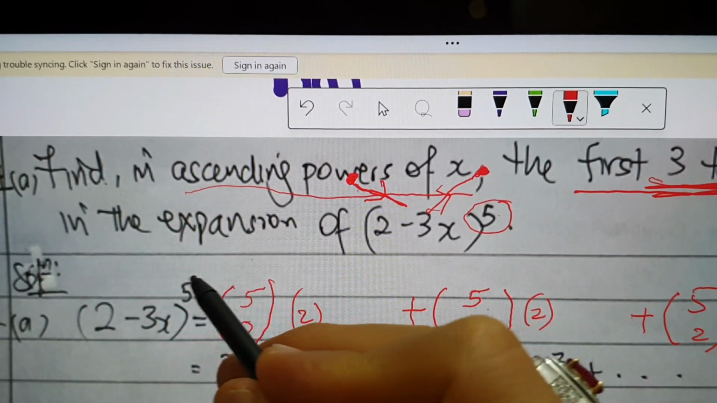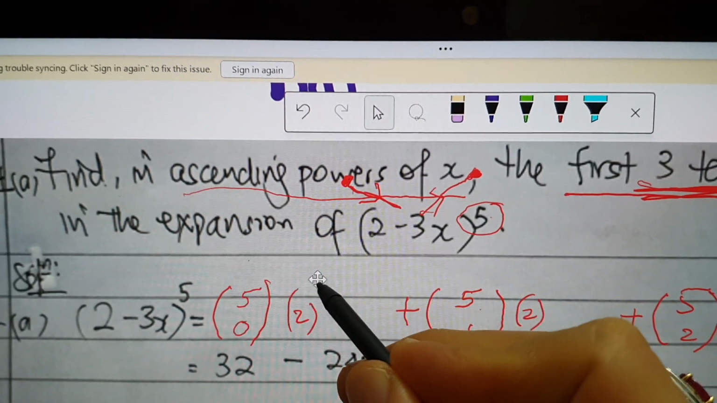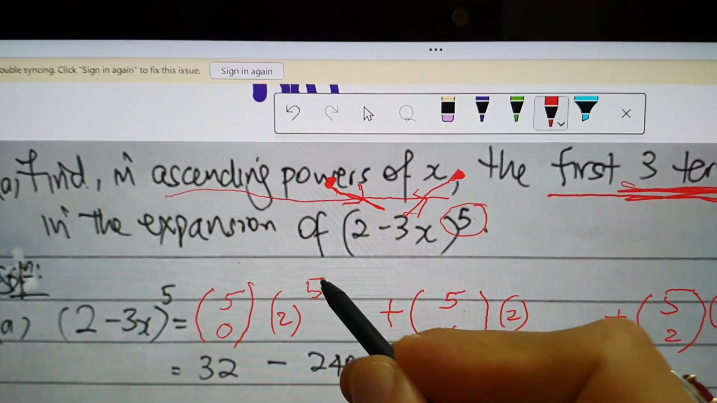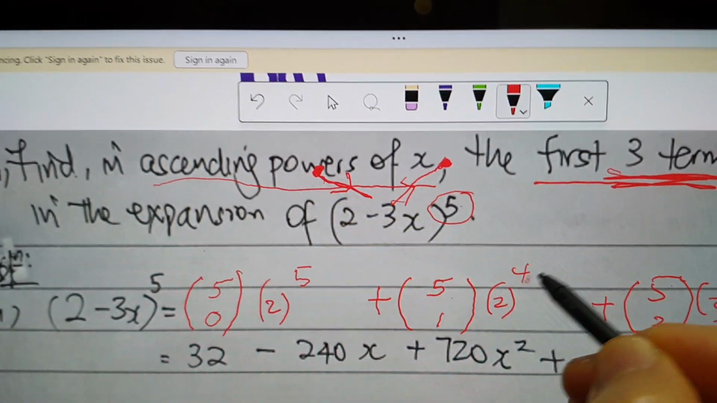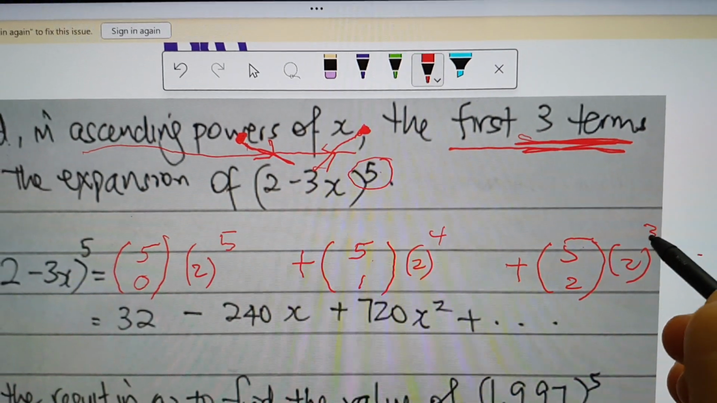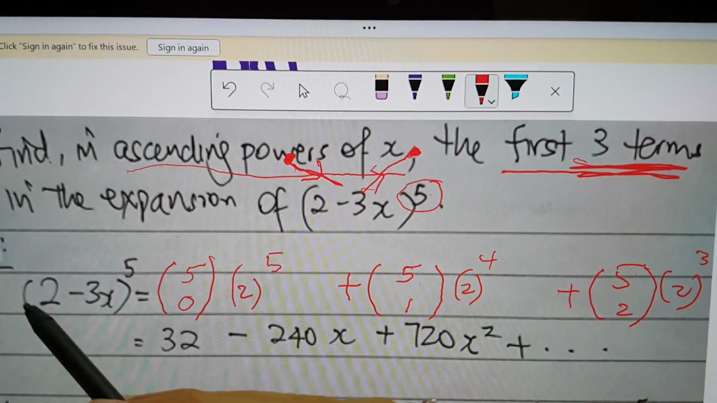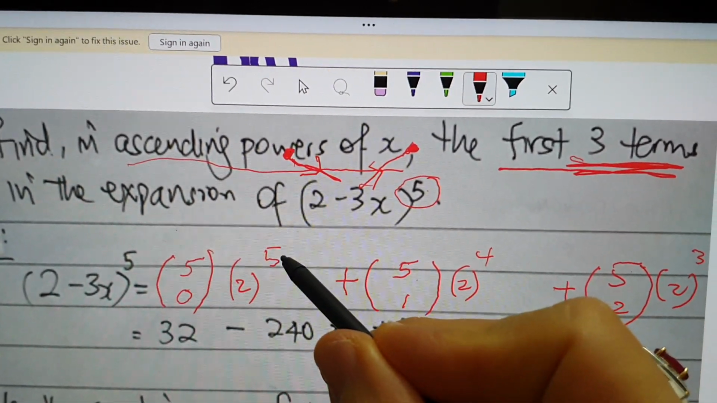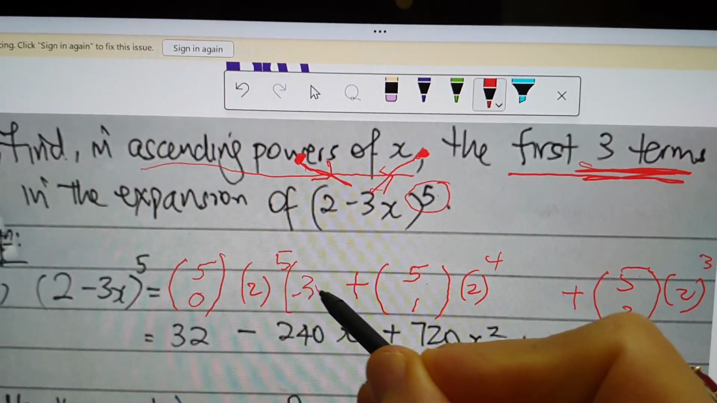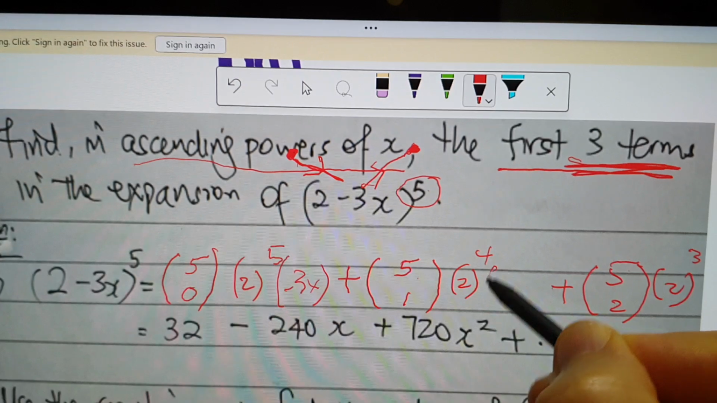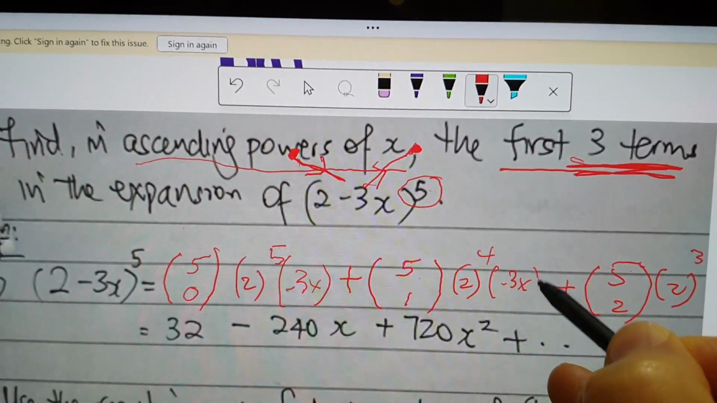Decreasing from what? Decreasing from 5. 5 is the maximum, 0 is the minimum. So it's 5, then 4, then 3. Okay, so you're done with the binomial coefficient already. One last thing to do is your minus 3x. So I write all the minus 3x first before I write all the power.